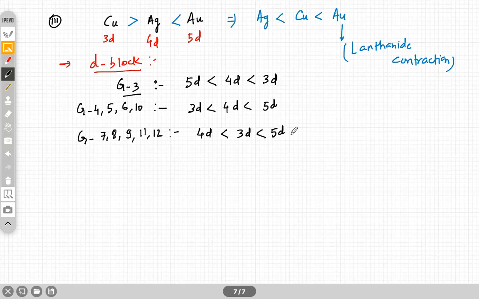Like I said, there are multiple factors here, right? So 3D series, there are multiple factors, 4D and 5D. Because of all these factors, the overall order that is coming out to be is this. And the same order we have for the 10th group also. I'm not giving you the exact value here.